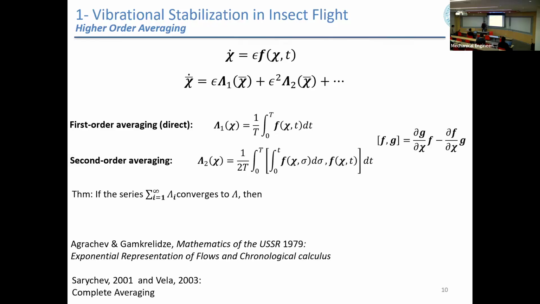If this series converges, then stability of the fixed point implies stability of the periodic orbit, irrespective of epsilon. So there is no approximation here, and this is why they call it complete averaging. If your epsilon is very small, such that epsilon squared is indeed negligible, and you truncate after the first term, you recover the direct averaging theorem, which is known. But if not, you need to go higher and higher until you capture the required accuracy.